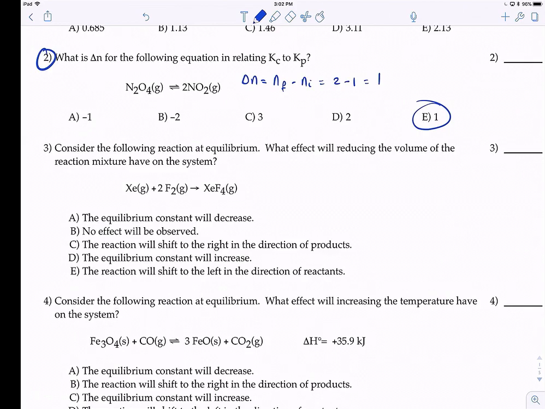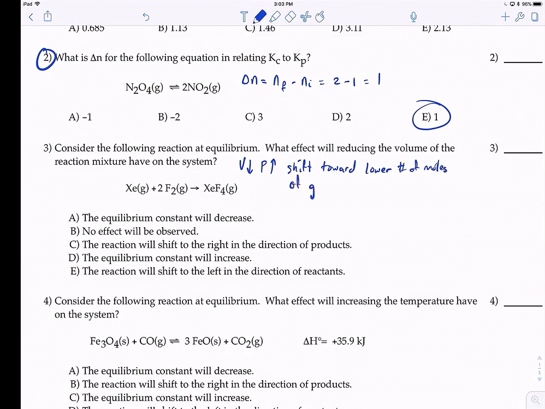Consider this reaction equilibrium. What effect will reducing the volume of the reaction mixture have on the system? To me, when volume goes down, that's the same thing as increasing the pressure. I think of it in terms of pressure. So decreasing the volume means increasing the pressure, which means we're going to shift toward the lower number of moles of gas.